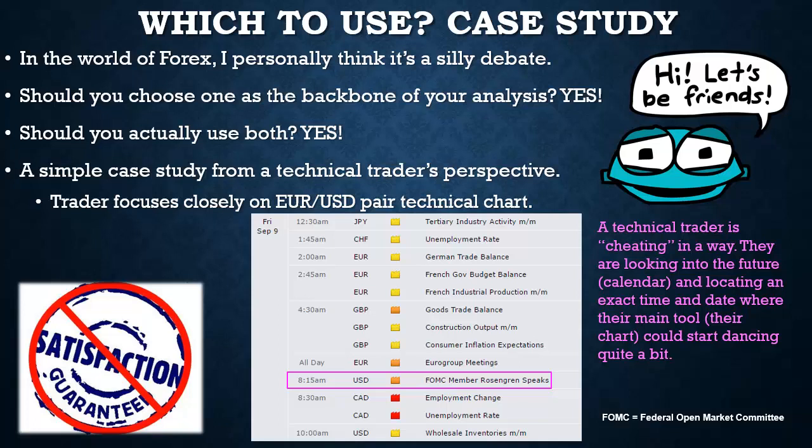In my opinion, this whole debate, especially in the world of Forex, is just kind of unnecessary. It's quite silly, and dare I say, it's just a stupid debate. It's one that doesn't need to exist. Now, don't get me wrong.